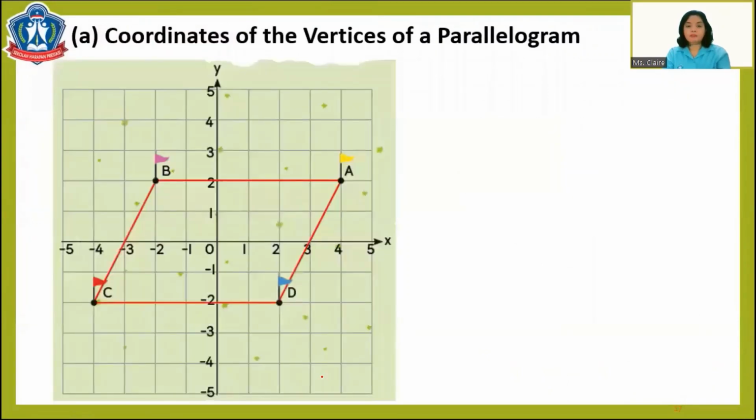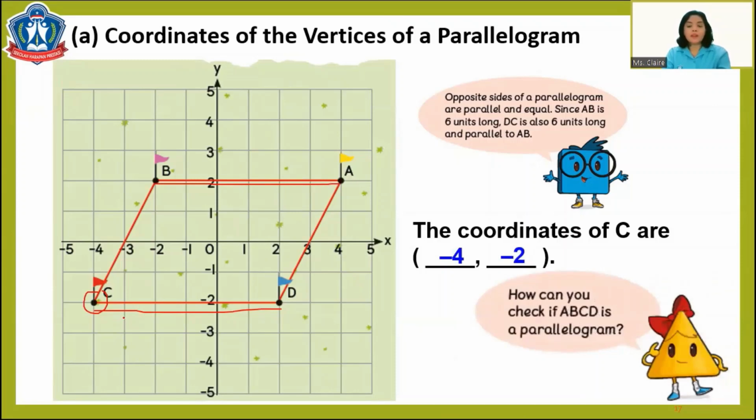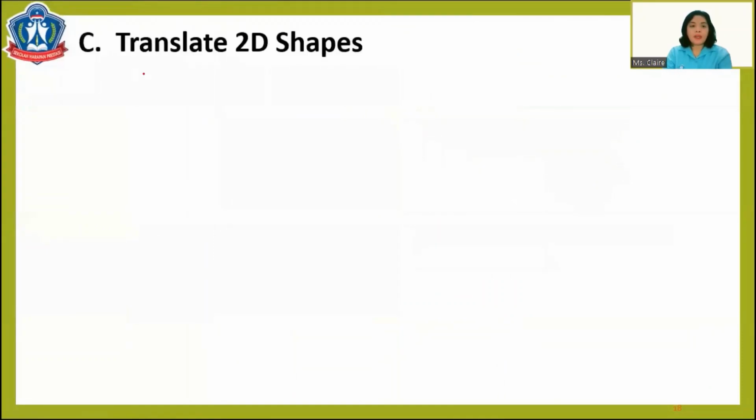Here, take a look. See this one. Opposite sides of a parallelogram are parallel and equal, so the same distance. Since AB has 6 units long or 6 squares long, from D, we also count 6. Therefore, we can find the point C here, and the coordinates are, yes, negative 4, negative 2. So this point is located in quadrant 3.